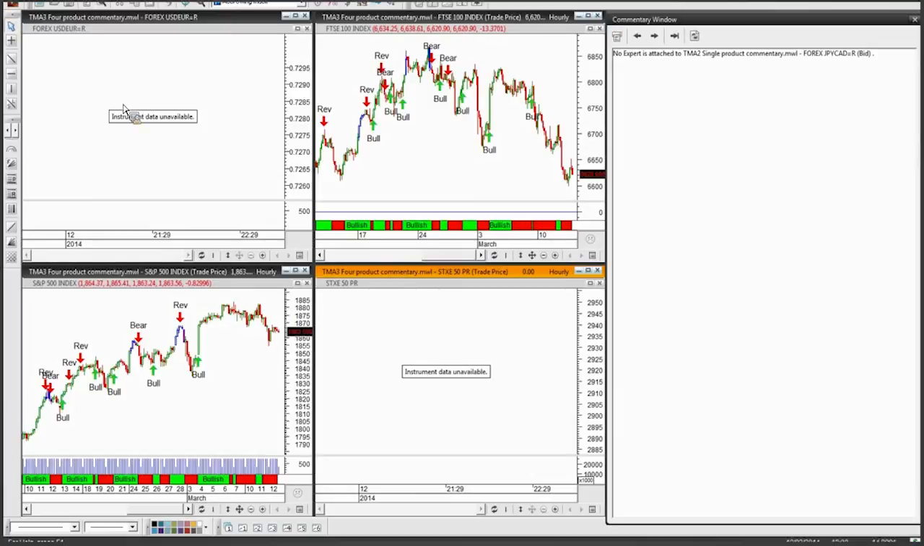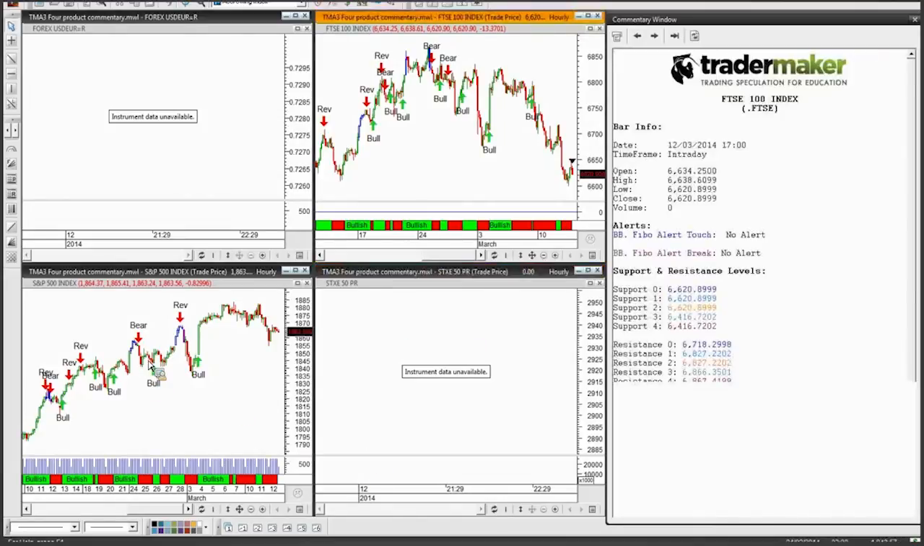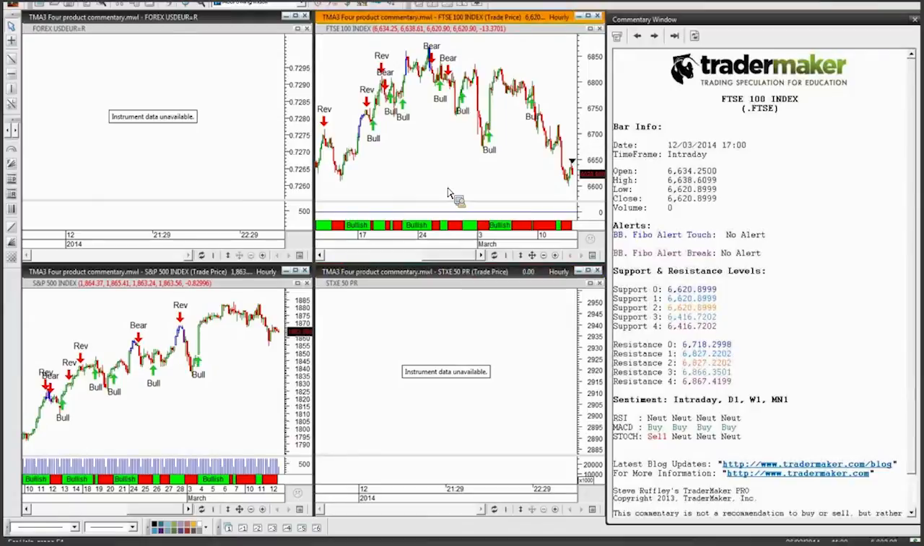We can't load it, and the euro dollar up here. It doesn't matter. They're not loaded. I can show you enough from the charts that we've got open. So again, the 4 product view for me. If you want to just look at what the market's doing, you've got your expert commentary open.